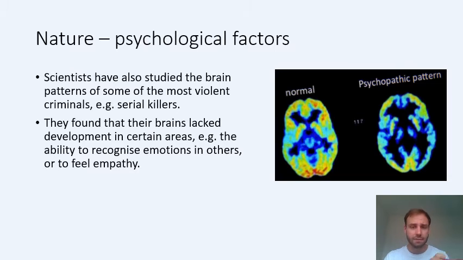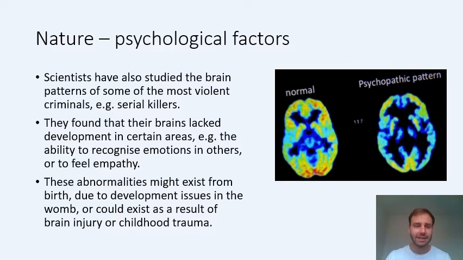And what we've found by this is that these brains, as I said, are more likely to occur in people who commit some of the most violent crimes. Now, we're not saying that all people with these brain patterns commit crimes, but there are links going on.